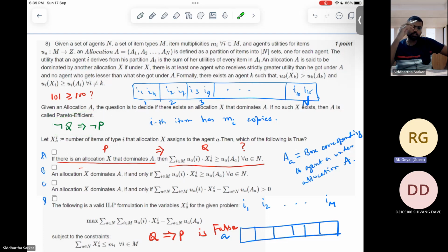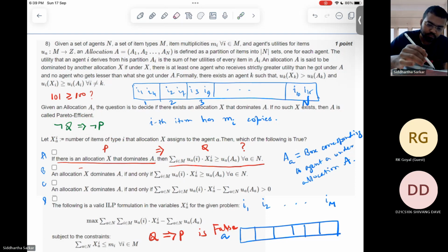So if I take the contrapositive, then there exists at least one agent whose utility is greater than this. Then this will imply that the allocation X does not dominate the allocation A. Yes, it seems right, that makes sense. Not Q implies not P, so that means P implies Q. Yes, right. So this one is true. We'll just mark it true.